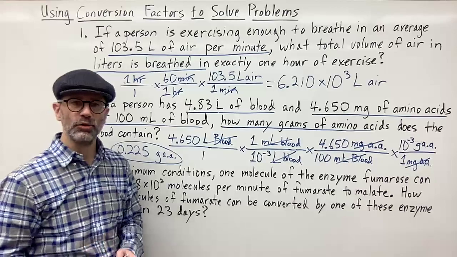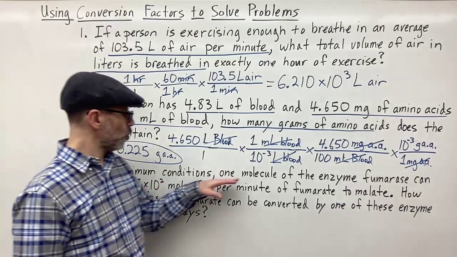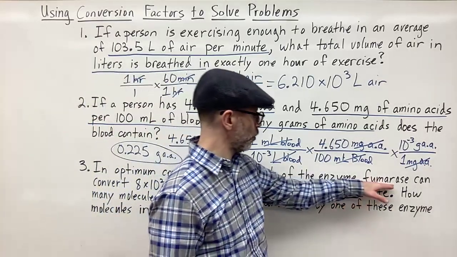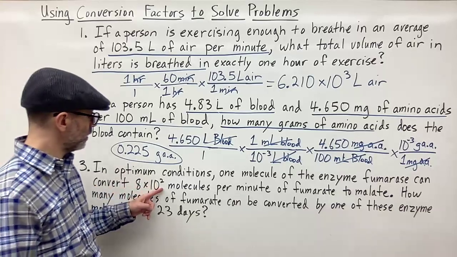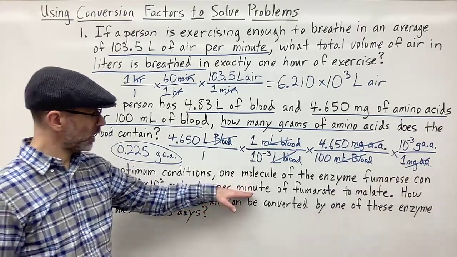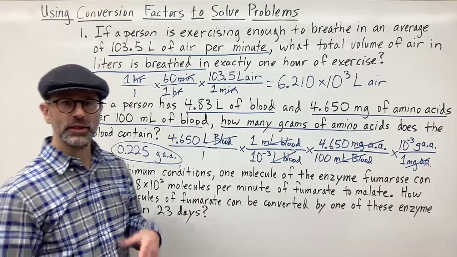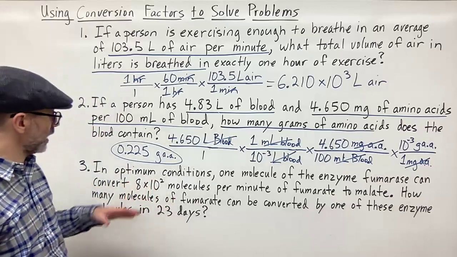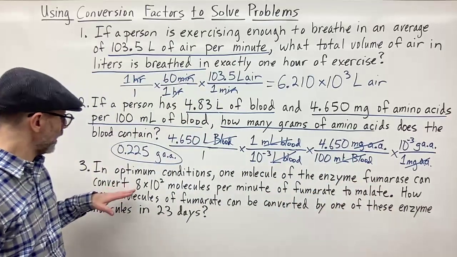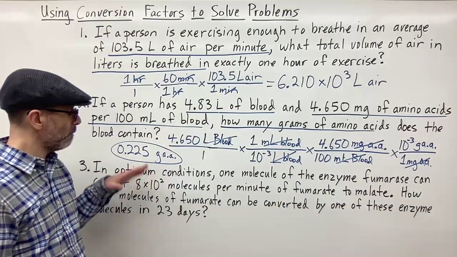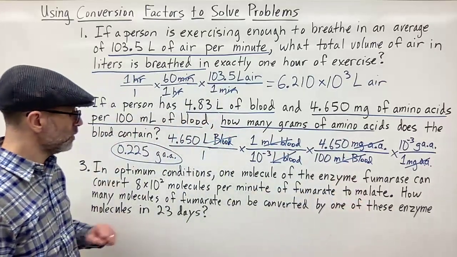Okay, so far so good. Last problem. In optimum conditions, 1 molecule of the enzyme fumarase can convert 8 times 10 to the second molecules per minute of fumarate to malate. So basically, if I was to simplify or clarify what this is saying, 1 enzyme molecule of fumarase can convert 8 times 10 to the 2 molecules of fumarate into malate per minute.